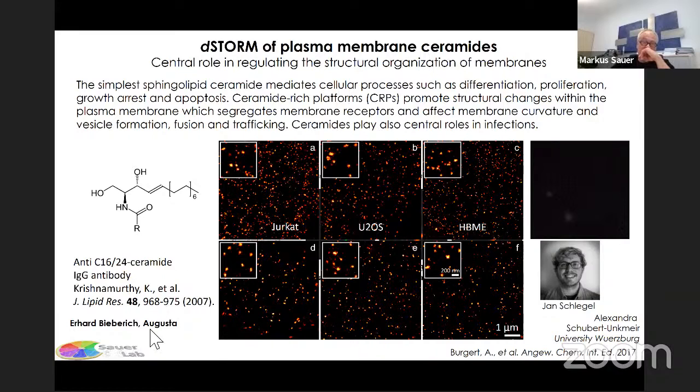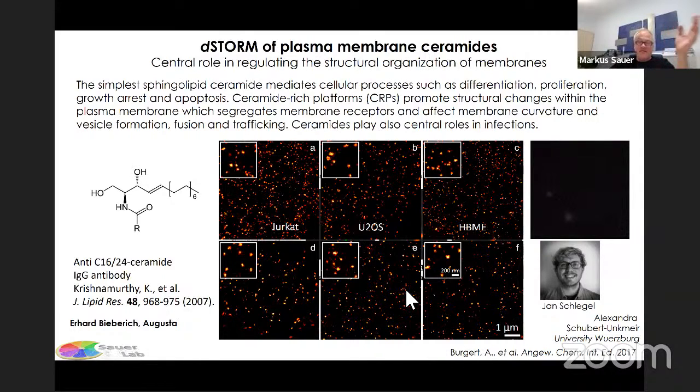On the left-hand side, this is the paper in the Journal of Lipid Research. We used these antibodies then and tried to visualize ceramides in fixed cells, which is absolutely challenging. This was done by Jan in the group at that time, which is really a challenging approach because fixation of lipids is extraordinarily complicated, as you immediately agree.